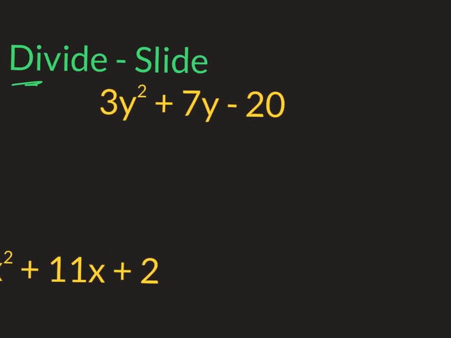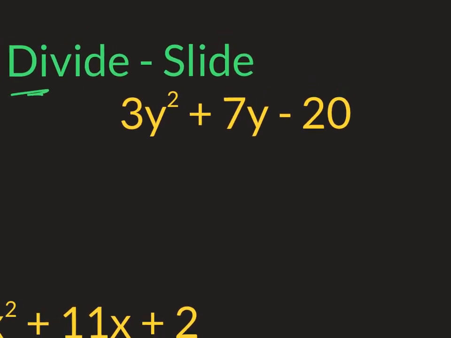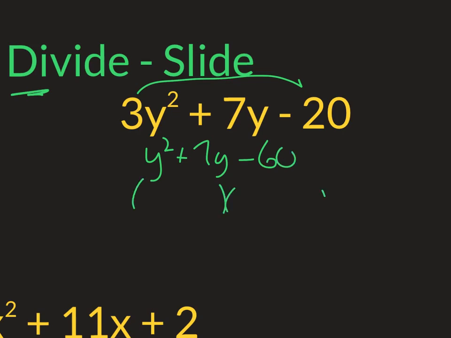Let's try a couple more. Look at this one. 3y squared plus 7y minus 20. Same steps. Step 1, slide the 3 to the end. So I'm sliding the 3, which is going to give me negative 60. Now I'm trying to take factors of 60 that will give me 7. 60 is like 10 and 6. That won't do it. 20 and 3. That won't do it. 12 and 5. 12 and 5, that does it for sure.